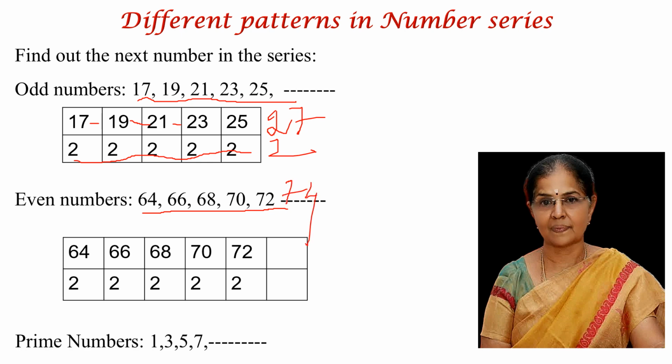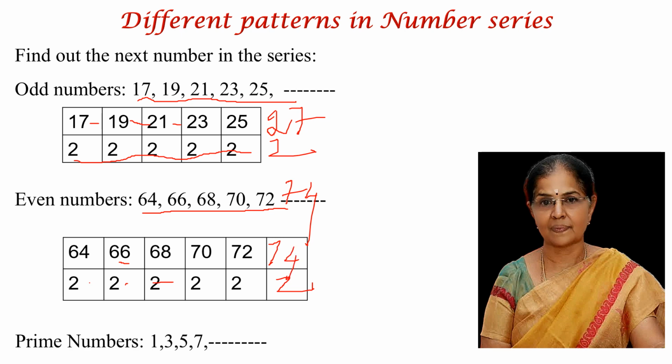Or if it is not possible for you, draw the table. If you are very poor in arithmetic, draw the table, write the numbers 64, 66, 68, 70, 72 and find out the difference. Here, how does 64 become 66? By adding 2, by adding 2, by adding 2. Then add 2 to the last number, 72, and you get 74.